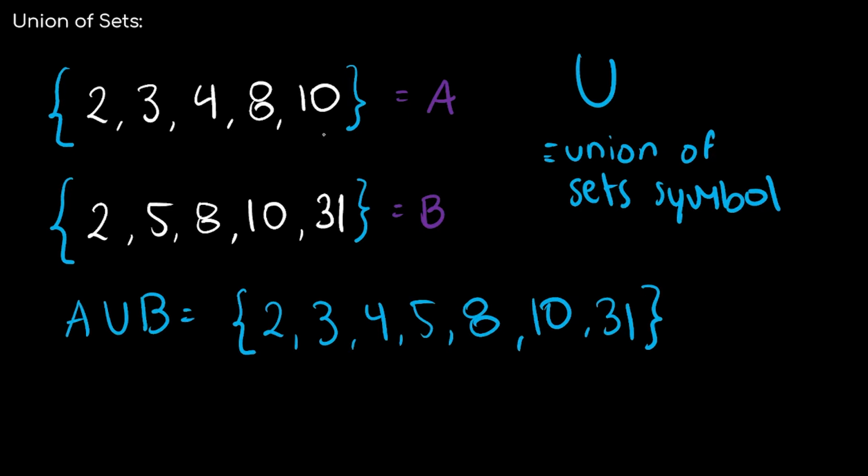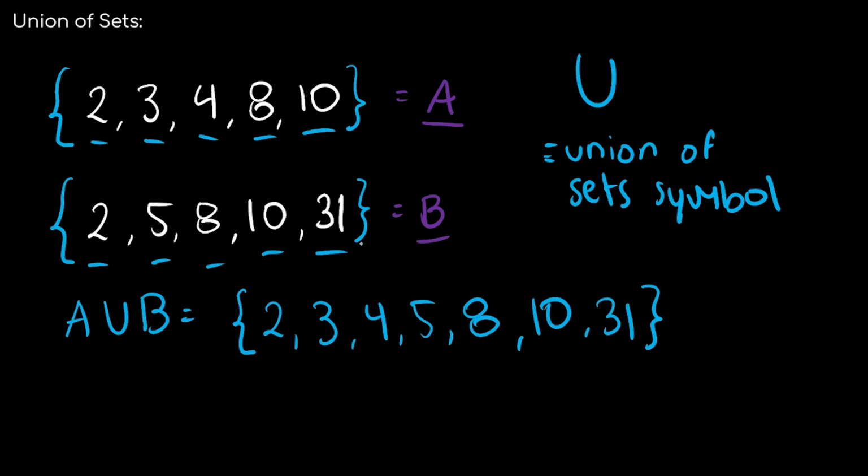So right here we have set A and set B. Set A has number 2, number 3, number 4, number 8, and number 10, whilst set B has 2, 5, 8, 10, and 31. A set is just anything that can be inside of it, like numbers, pizza, pillows, anything. But there are some rules which we'll get into in another video.